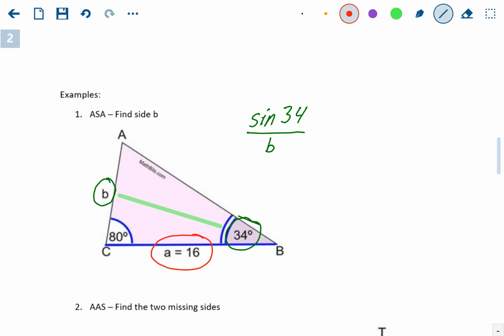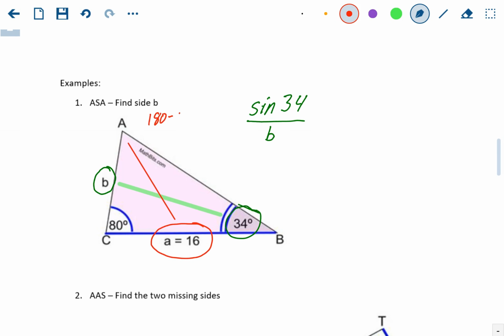Okay, it's not listed. But if you look at the triangle that we have set up, we actually do know angle A, because we know angle C and angle B, and we know that all angles of a triangle add up to 180. So we can figure out what angle A is just by doing 180 minus these other two angles. So 180 minus 80 minus 34, which means angle A has to be 66 degrees.